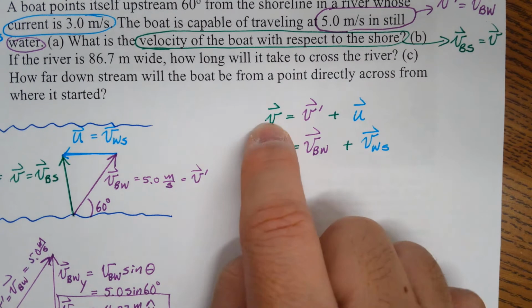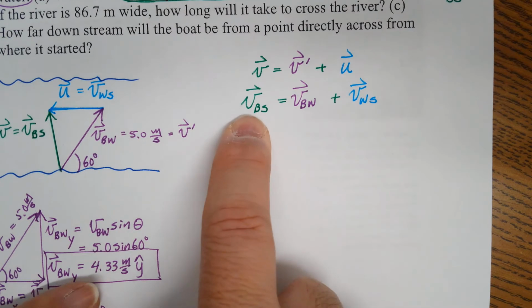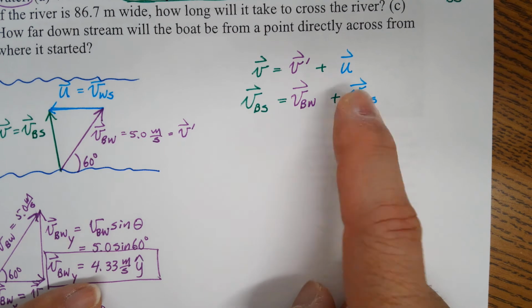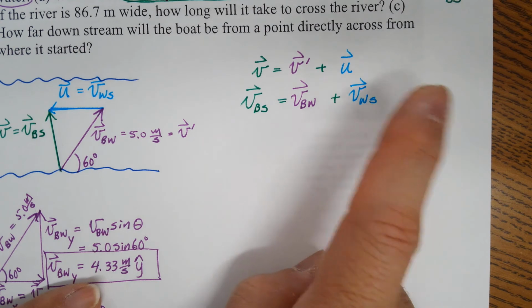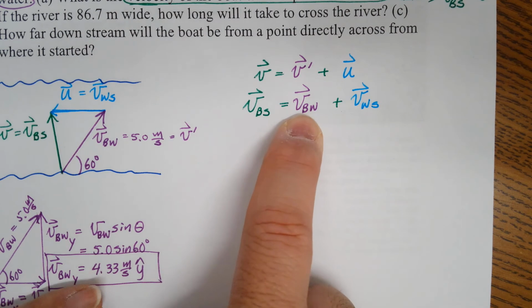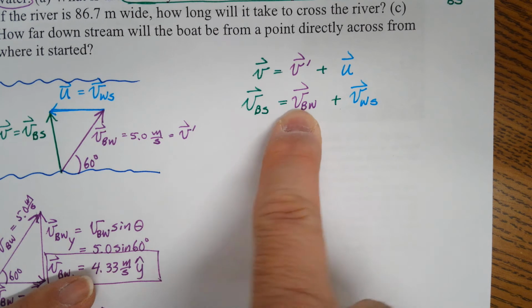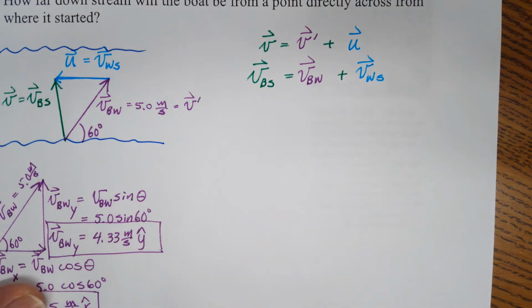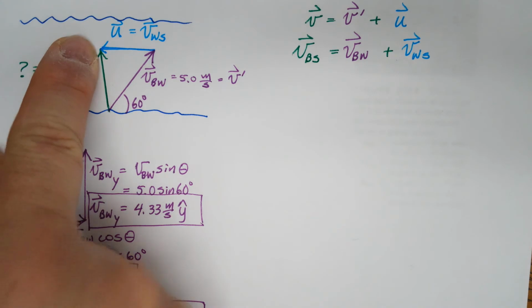From our equation, V is equal to V prime plus U, or velocity of the boat with respect to shore is equal to velocity of the boat with respect to water plus the velocity of the water with respect to shore. I'm keeping the water or current or wind speed as blue. And this is the boat's velocity with respect to water in the bathtub, so this is the boat's velocity with no current. And this is with current and the boat added together. When I draw this out, it was like this, and this is the VBS.